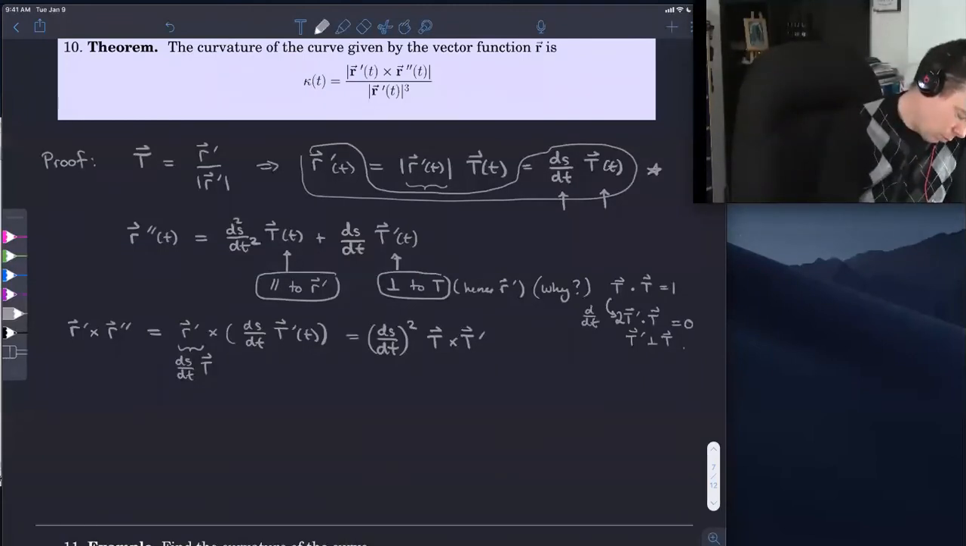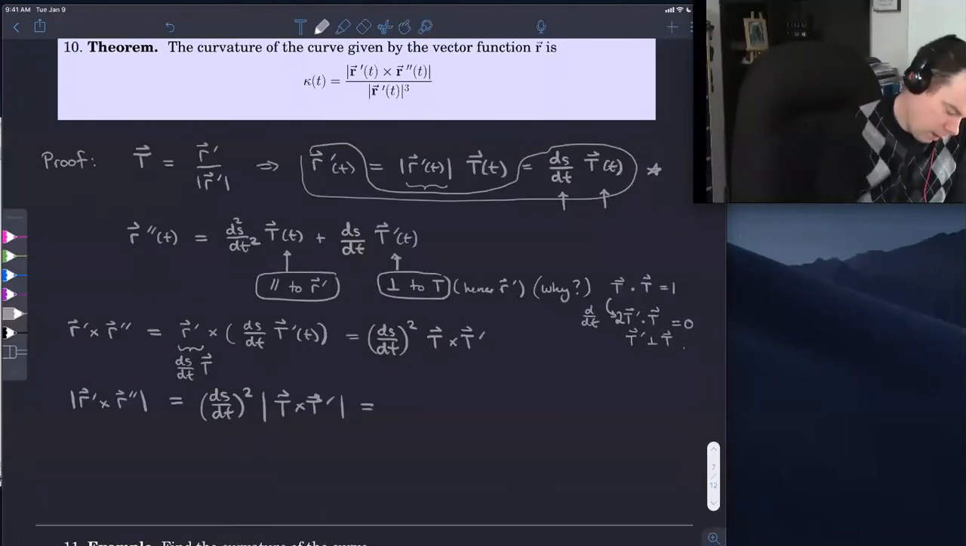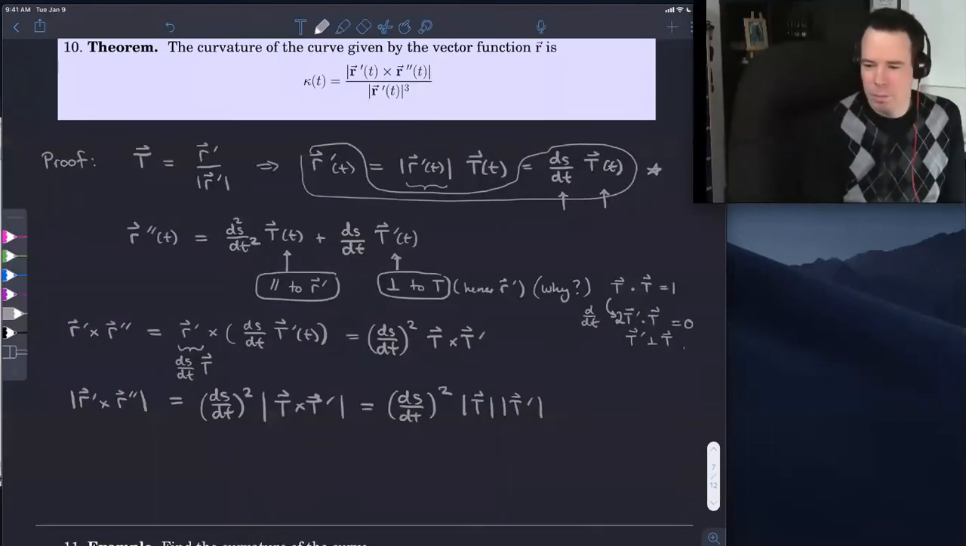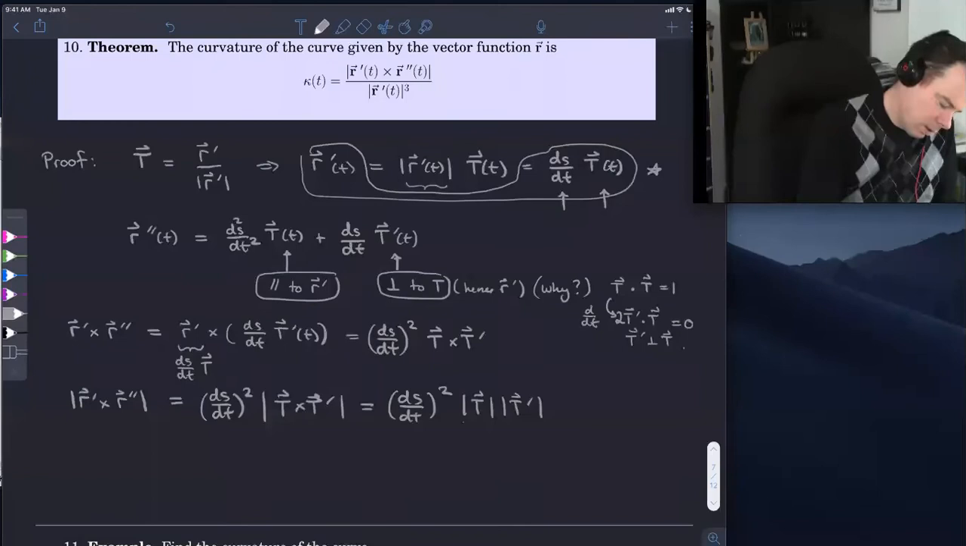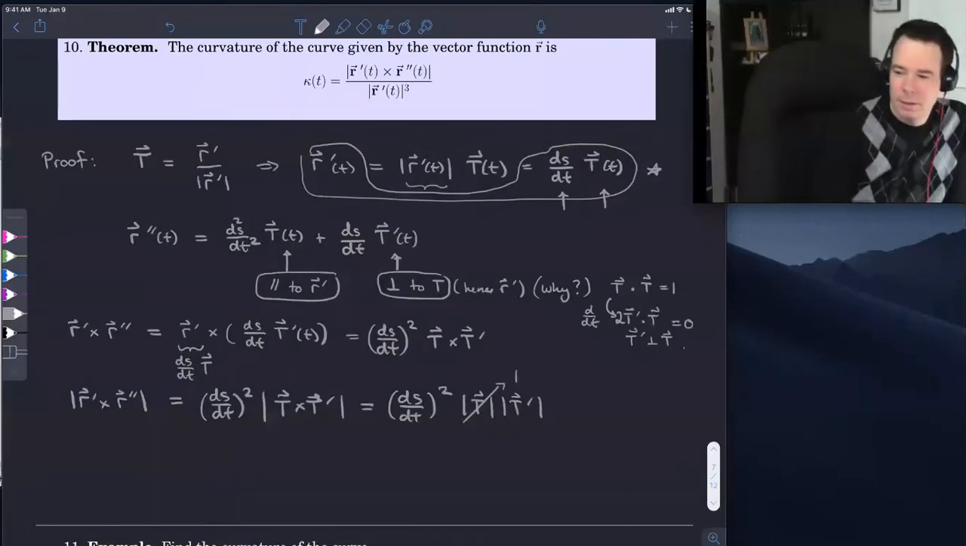So there's a very nice result when I take their magnitudes. This is equal to ds dt squared, magnitude of t cross t prime, and that's ds dt squared, magnitude of t times the magnitude of t prime times sine of the angle between them, but they're perpendicular, so that's 1. The magnitude of t is 1. The magnitude of t prime, what is that? Well, that's the thing we're trying to find. Let's scroll back up.